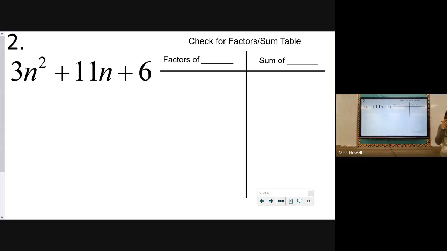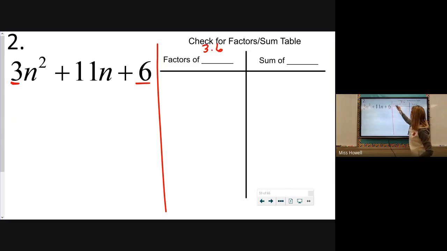Number 2. We have a 3n to the second plus an 11n plus 6. No GCF here, so nothing to factor out first. We still would be looking for that. I'm going to mention that here. So no GCF to pull out. So let's go to our scratch. We take our leading coefficient number of 3, and we multiply it by this constant term, right? 3 times 6. So we need factors of 18 that when we add them up gives us this middle one, right? We're going to break up that 11n. So we need a sum of 11.